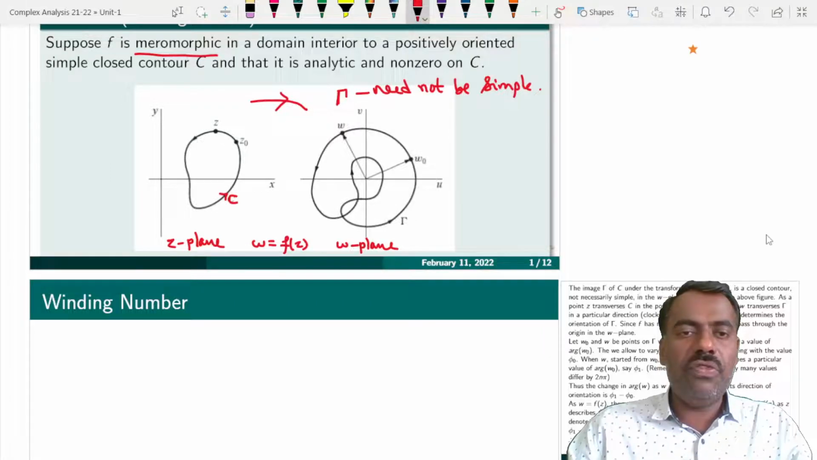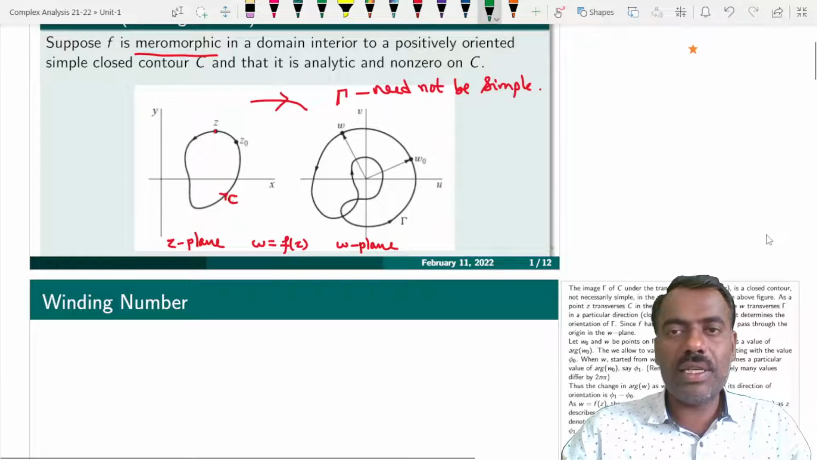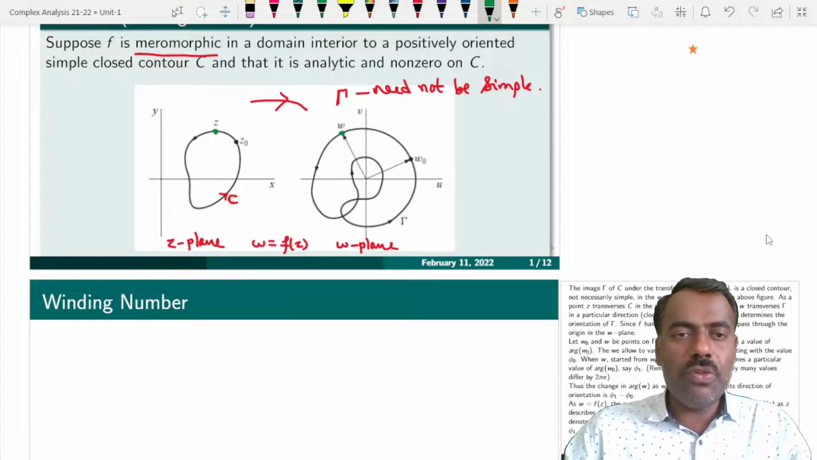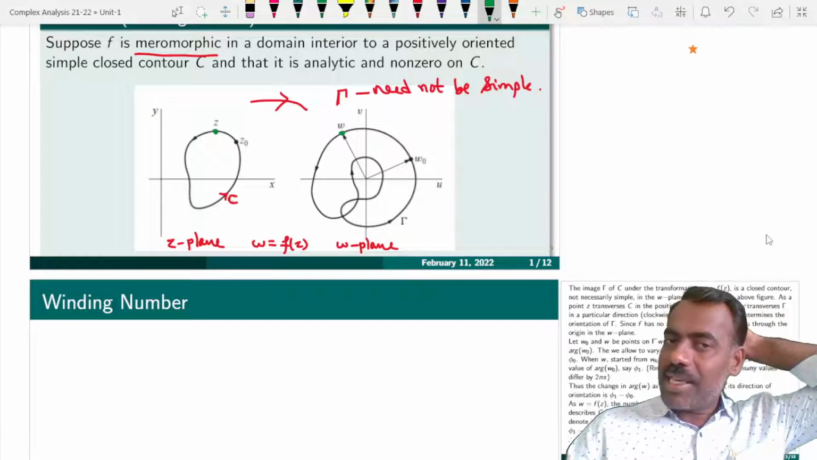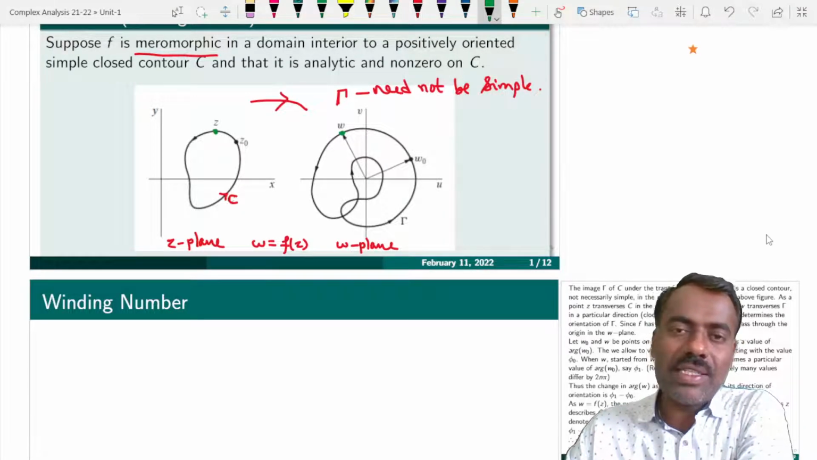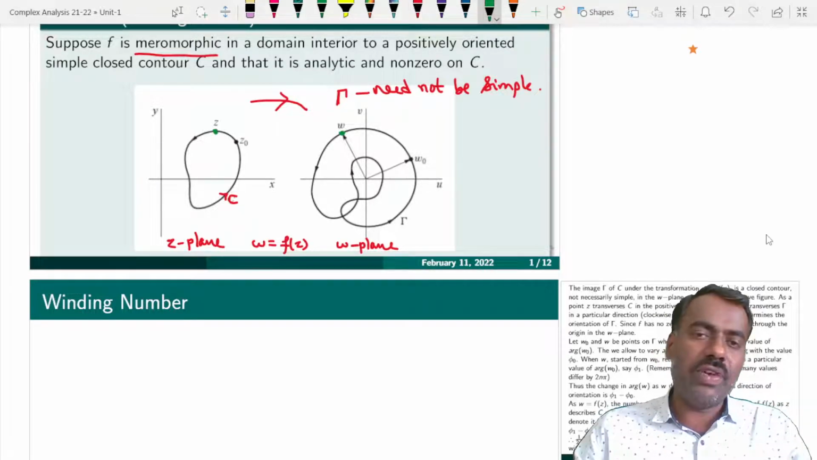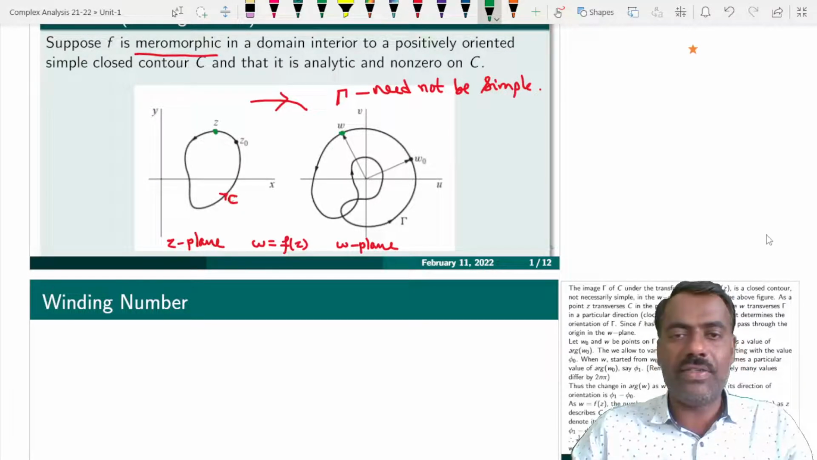So if you have Z, then Z is mapping to this W. Let's take some other color. If you move Z around this curve, W will move here. It is not necessary that gamma has the same direction as C under this transformation, but definitely it will have either a clockwise or an anti-clockwise direction, one direction.